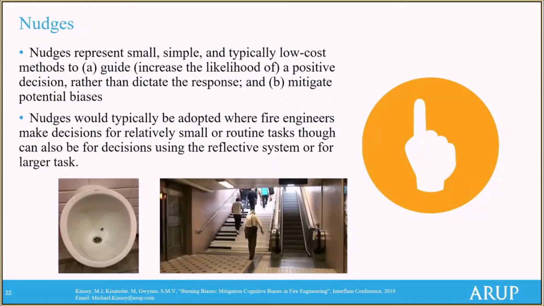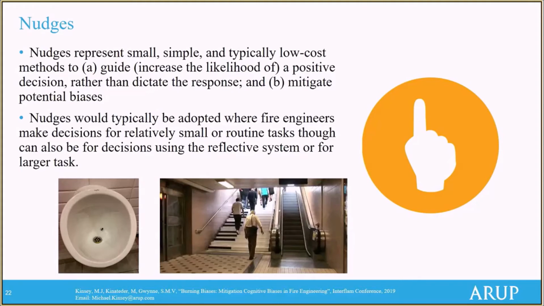Nudges. So nudges represent small, simple, and typically low-cost methods to guide or increase the likelihood of a positive decision rather than dictate a response, and mitigate potential biases. So nudges don't force a given decision. They try and push people to make a better decision. So nudges would typically be adopted where engineers make decisions for relatively small or routine tasks. They can also be decisions using reflective system or for larger tasks.